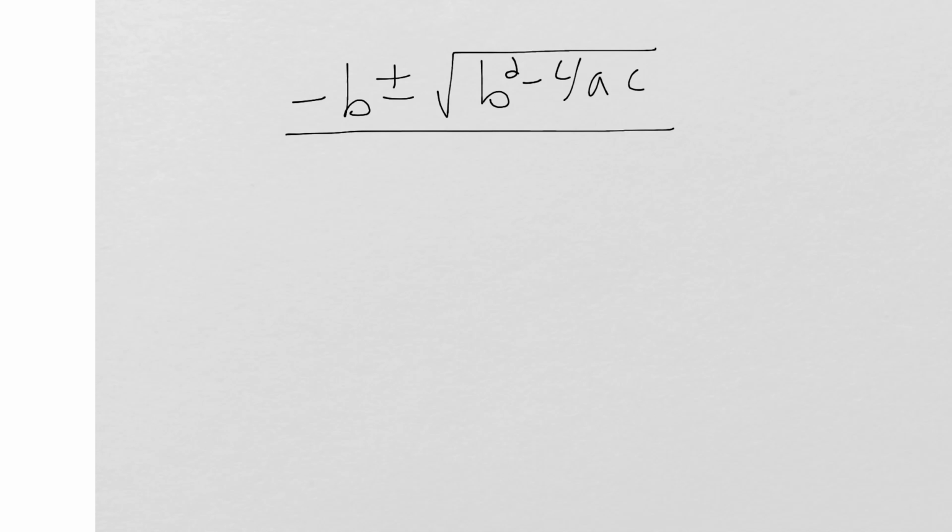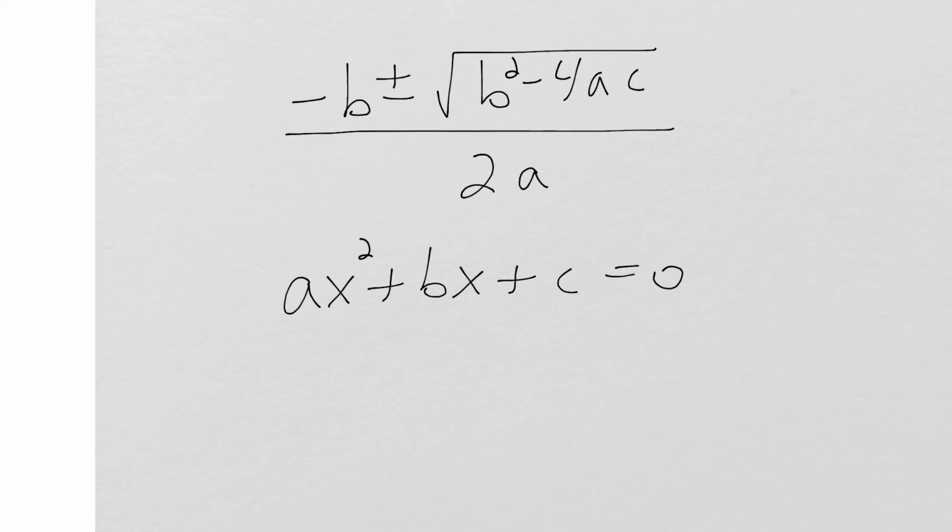This video is going to look at using the quadratic formula to solve quadratic equations. Remember that the quadratic formula is written as negative b plus or minus the square root of b squared minus 4 times a times c, all divided by 2 times a. And this is used to solve quadratic equations of the form ax squared plus bx plus c equals 0. Basically all that's happening here is you're just taking values from the equation and plugging them into the formula.